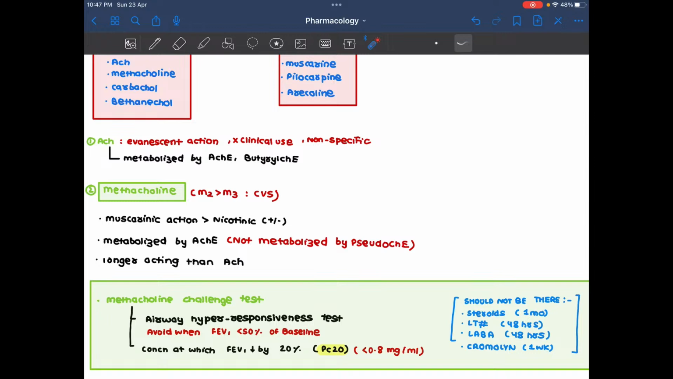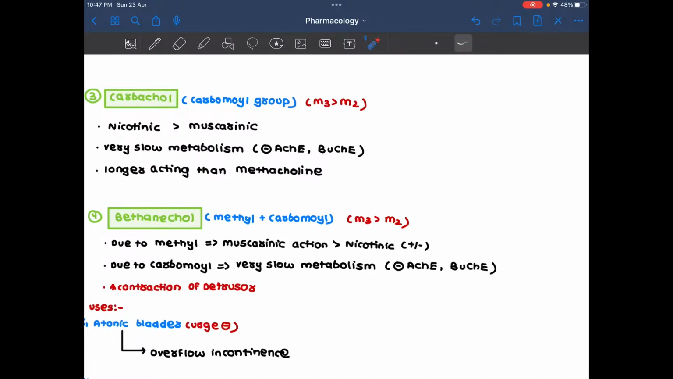Methacholine has no therapeutic use, but we are going to use it as a diagnostic. What is that? In case of asthma, we perform something known as the methacholine challenge test. I think guys, it will be important for us. Basically what we do is we administer methacholine and we see at what concentration the FEV1 is going to drop by 20%. If that concentration is less than 0.8 mg per ml for methacholine, we're going to say it's a positive test. So that patient might be having asthma.